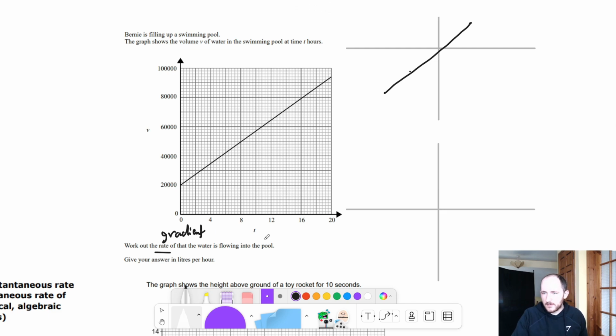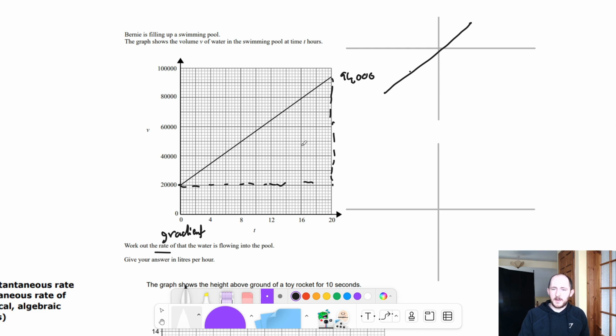So all we need to do is find 2 points that are reasonably decent, and literally just do the big triangle thing again, okay? So let's have a look. It goes from 80,000 to 100,000 in 10 blocks, so it goes up in 2,000. So 82, 84, 86, 88, 90, 92, 94. So that goes up to 94.